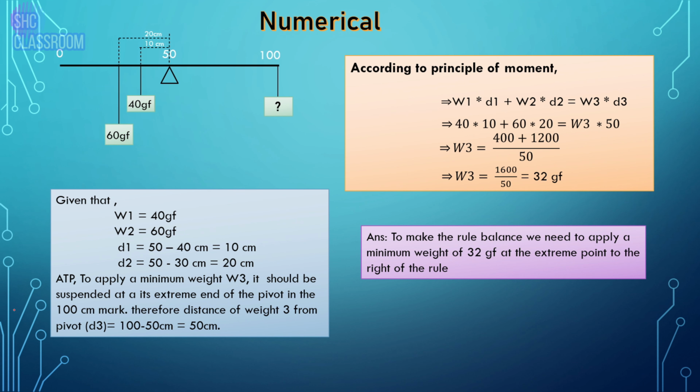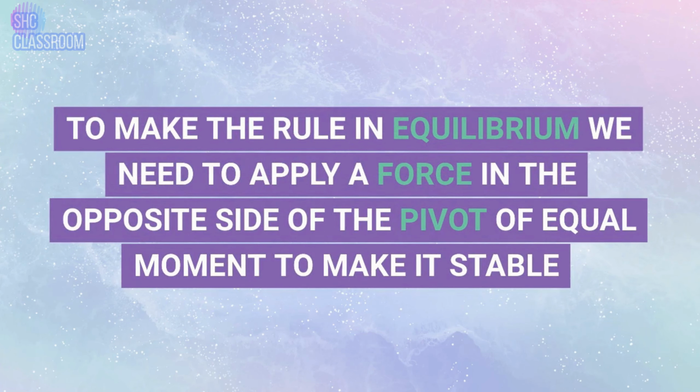Given that weight 1 equals 40 gf, weight 2 equals 60 gf. Distance of weight 1 from pivot: 50 minus 40 cm equals 10 cm. Distance of weight 2 from pivot: 50 minus 30 cm equals 20 cm. To make the rule in equilibrium, we need to apply a force on the opposite side of the pivot of equal moment to make it stable.